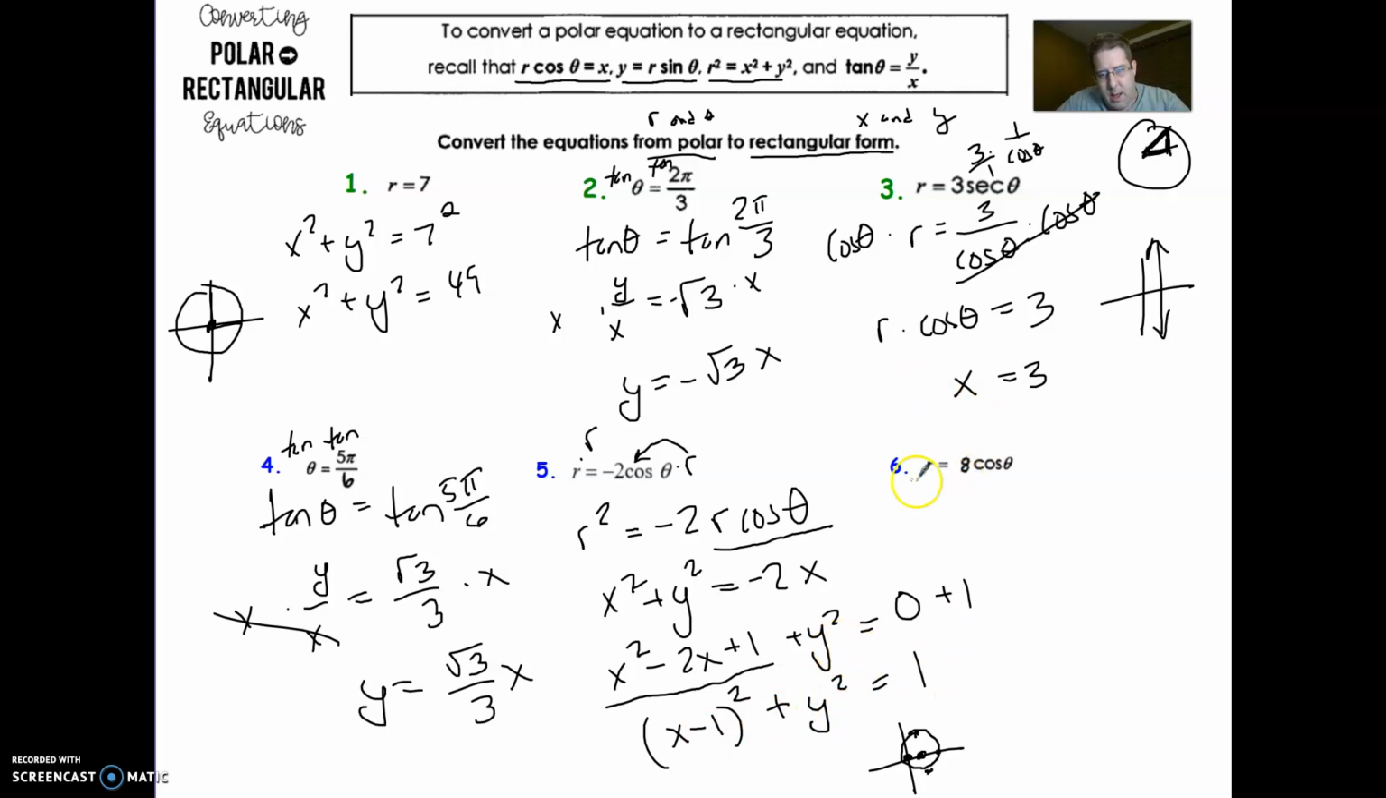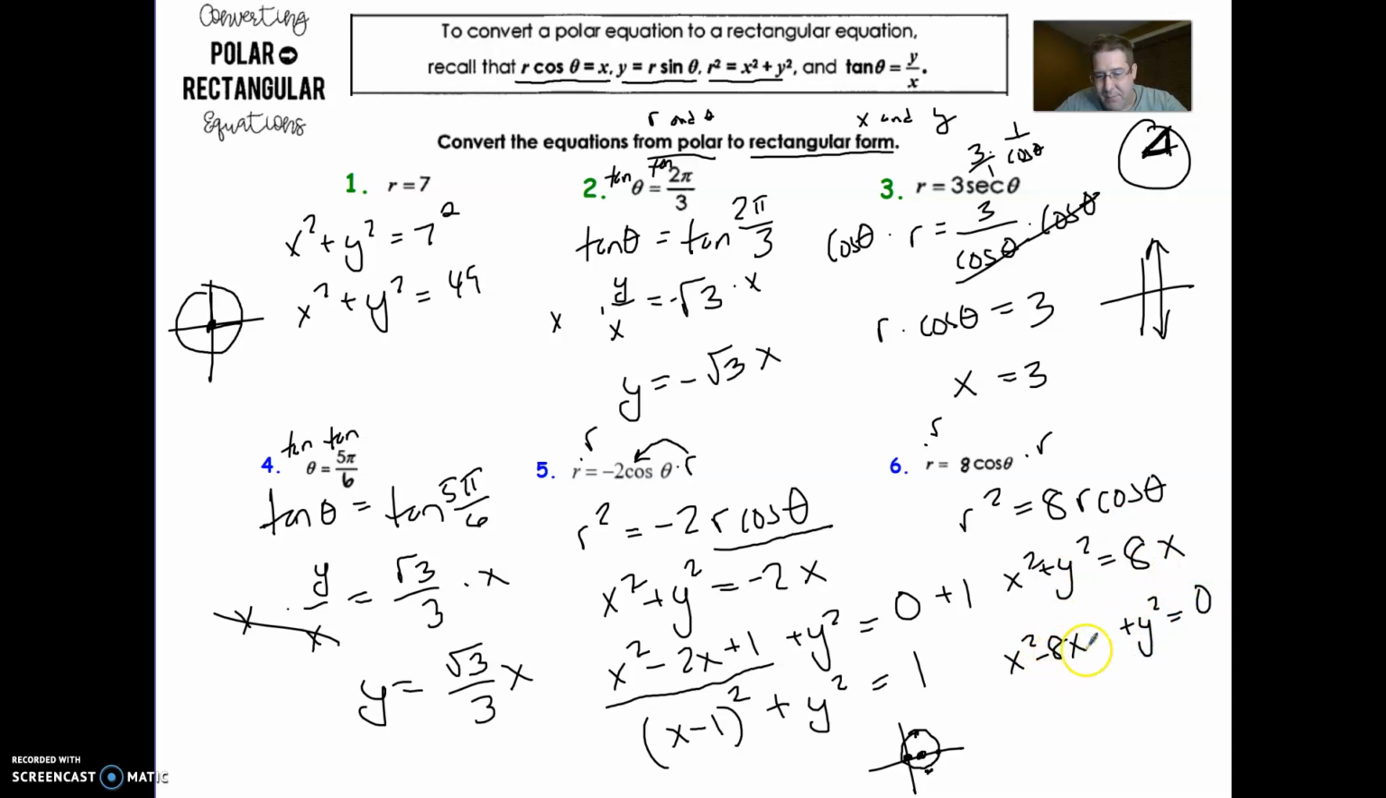All right, number 6 is going to be done just the same. I'm going to multiply both sides by r. r squared equals 8 times r cosine of theta. Then I'm going to replace r squared with x squared plus y squared. And I'm going to change this 8 times r cosine of theta, remember, to 8x. So now I've got x squared minus 8x, leave some space, plus y squared equals 0.